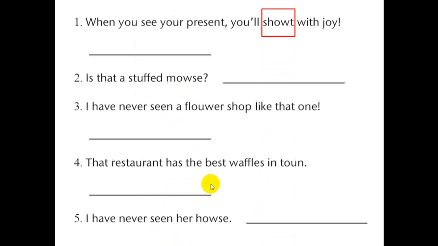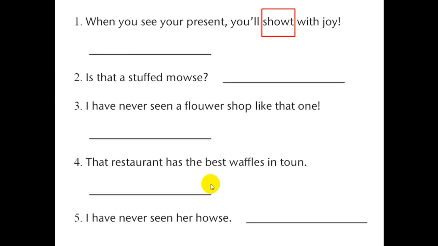Okay, so we need to find some spelling mistakes. You will find spelling mistakes, and then you have to correct them. Okay, let's start. When you see your present, you will shout with joy. Shout here is wrongly written. Shout is S-H-O-U-T, not W. Then we write it correctly. Okay. The second one, is that a stuffed mouse? Mouse here is not correct. Mouse, M-O-U-S-E. Okay, then you write mouse correctly.